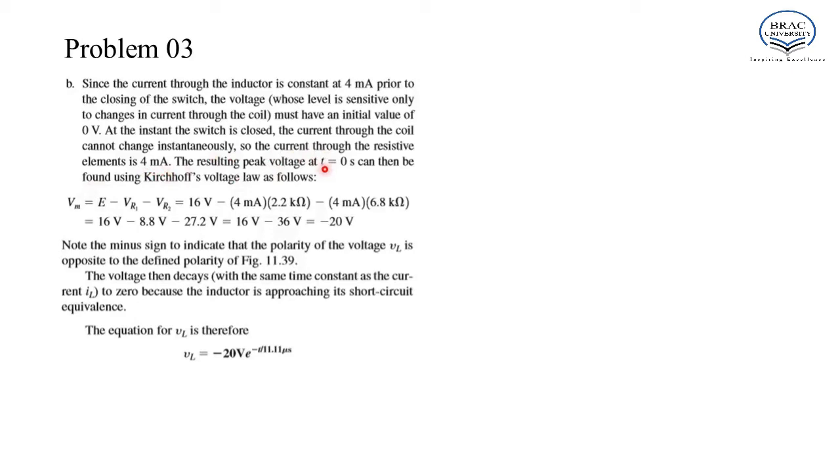The resulting peak voltage at t equals 0 seconds can then be found using Kirchhoff's voltage law, which will be equal to minus 20 volt. Note, the minus sign is used to indicate the polarity of the voltage VL is opposite to the defined polarity. The voltage then decays with the same time constant as the current to 0 because the inductor is approaching its short circuit equivalence. Hence, the equation for VL is VL equals minus 20 volt e to the power minus t by 11.11 microseconds.